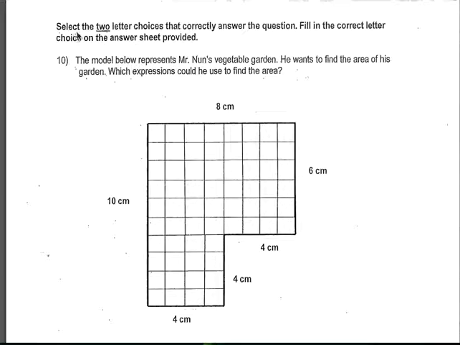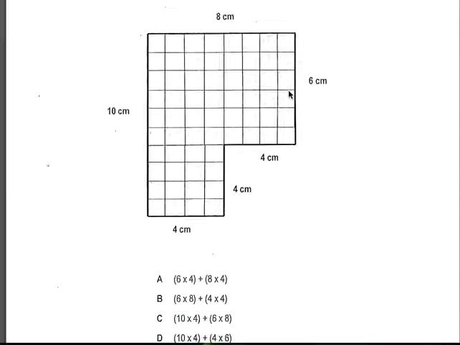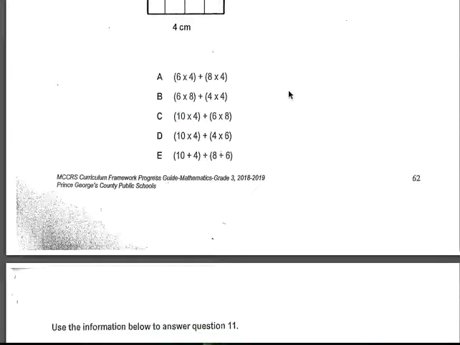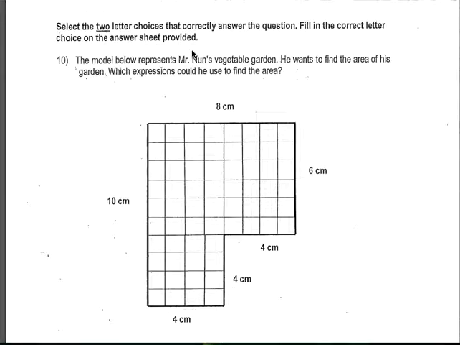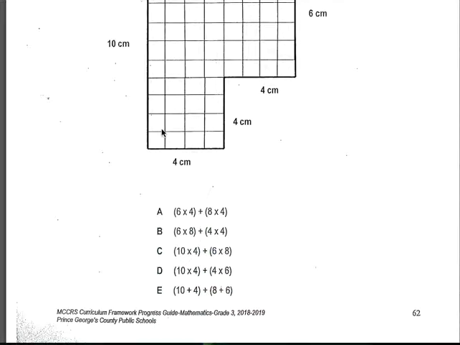Here's another one where we're going to select 2 choices that correctly answer the question. Number 10. The model below represents Mr. Nunn's vegetable garden. He wants to find the area of his garden. Which expression could he use to find the area? Remember, you're going to choose 2 choices. So 2 of these you're going to choose that best represents Mr. Nunn's vegetable garden.